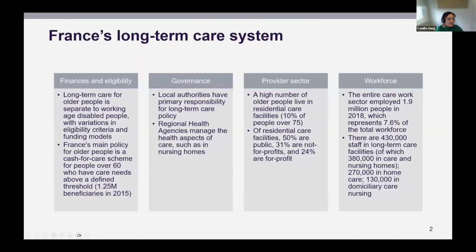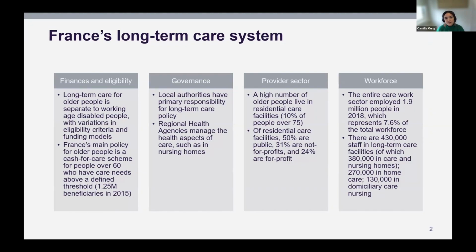So France's long-term care system is characterized by a separation historically between policy for older people and policy for working age disabled people. And there are variations in terms of the eligibility criteria and the funding models that support those. I'll be focusing mostly on older people today, and their main policy for older people is a cash for care scheme, and this is allocated to people who are over 60 and have care needs above a defined threshold. So as Chen was illustrating with China, it's a similar means tested and needs tested policy. And in 2015, there were about 1.25 million beneficiaries, and that number is projected to grow quite significantly.